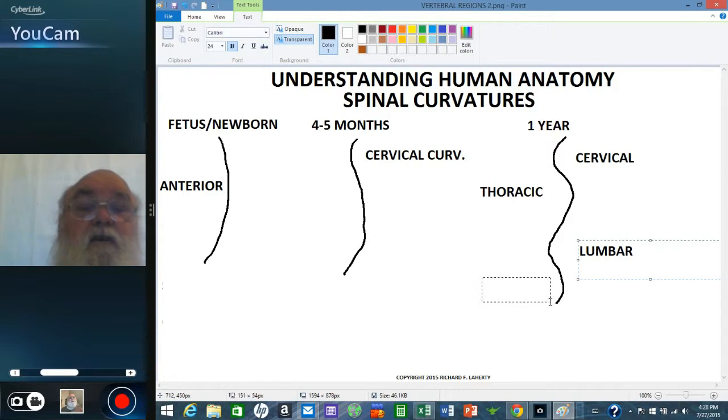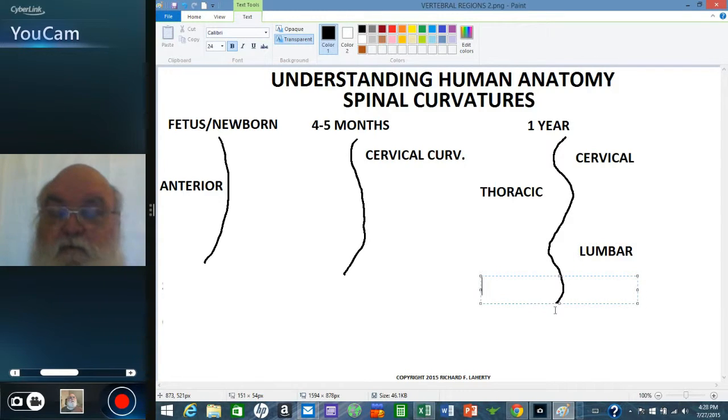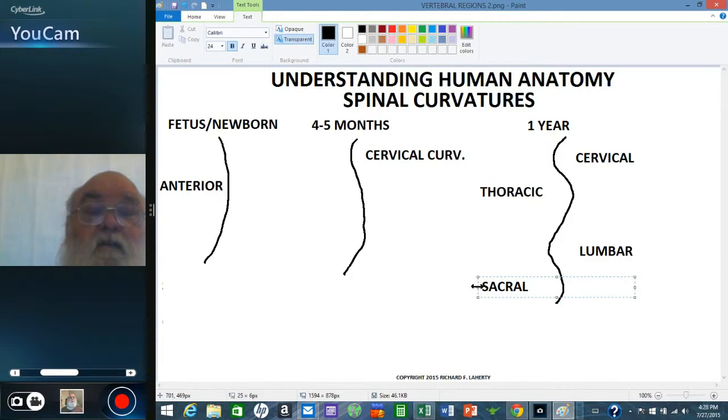And then the sacral curvature, which is again concave anteriorly. So we can say that the thoracic and sacral curvatures are primary curvatures because they are there from birth, where the cervical and lumbar curvatures develop secondarily, or are secondary curvatures.